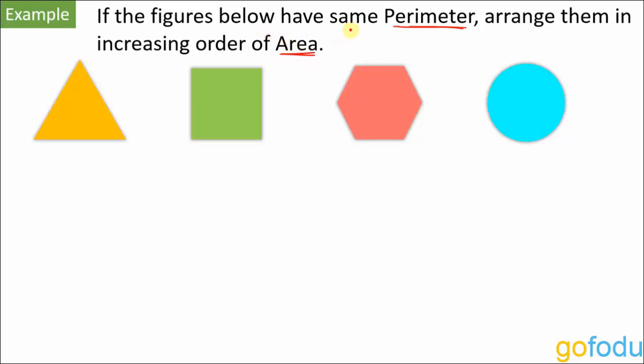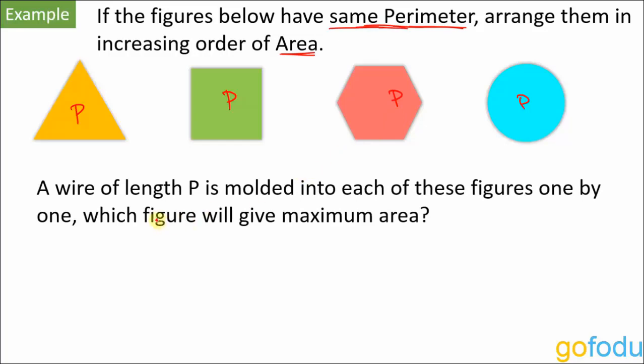All these figures have same perimeter. Let's say the perimeter is P for all these figures. And we have to compare their areas. We have to arrange these figures in increasing order of area. Basically, same question can be asked in another way, as a wire of length P is molded into each of these figures one by one, and which figure will have maximum area.